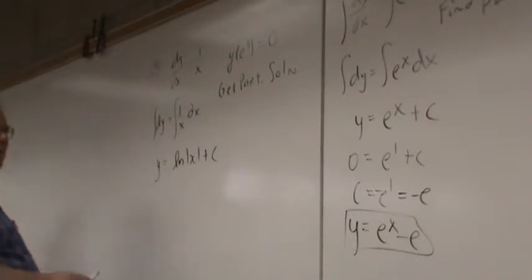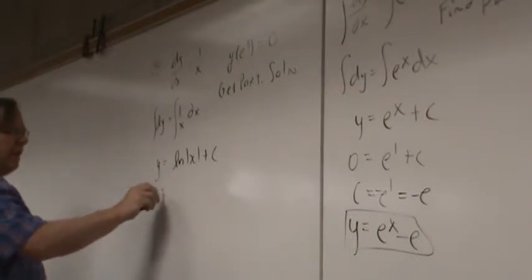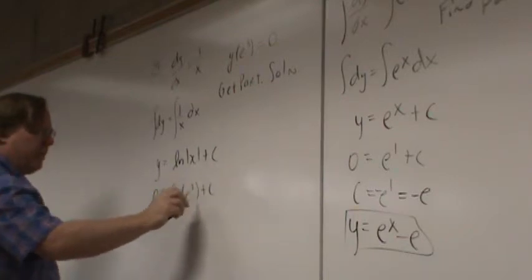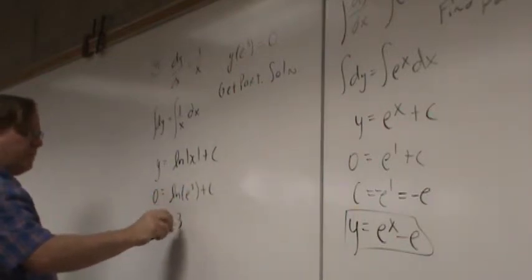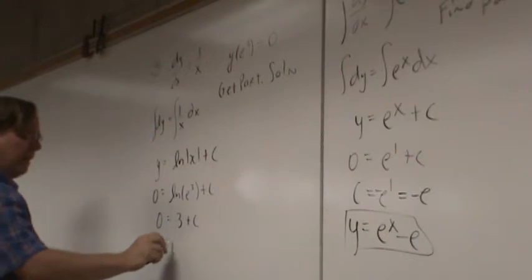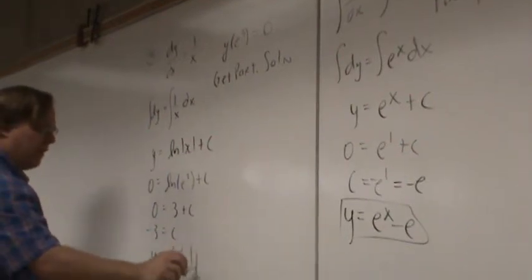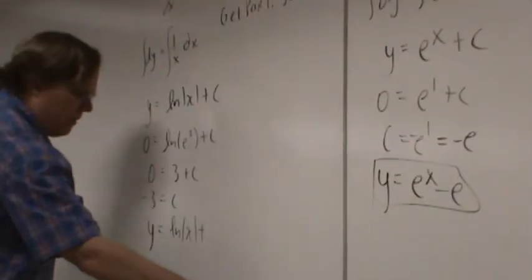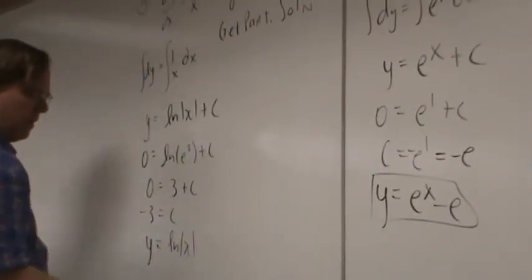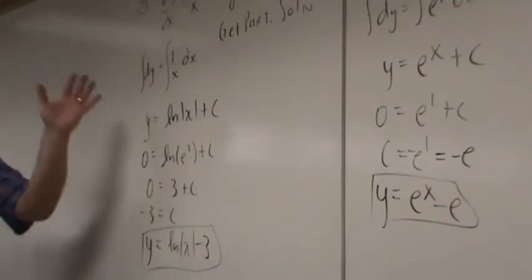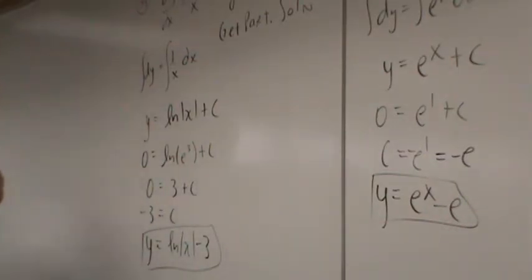Okay, great. So now when y is 0, when x is e to the third, I got negative 3 equals c, so y equals the natural log of the absolute value of x, minus 3. How many people got that problem right? Okay, hey, good for you guys.